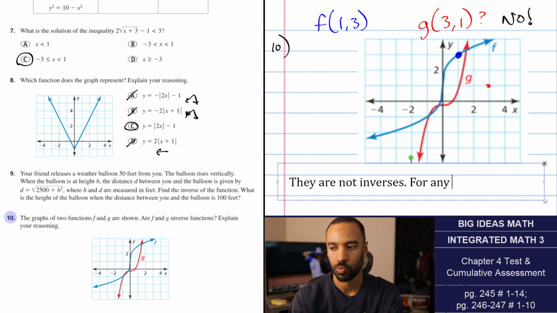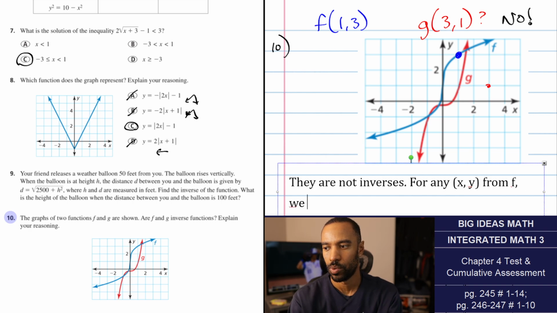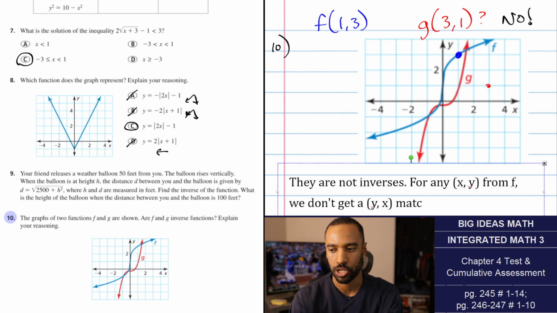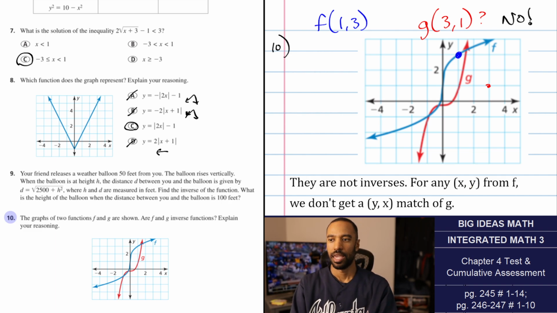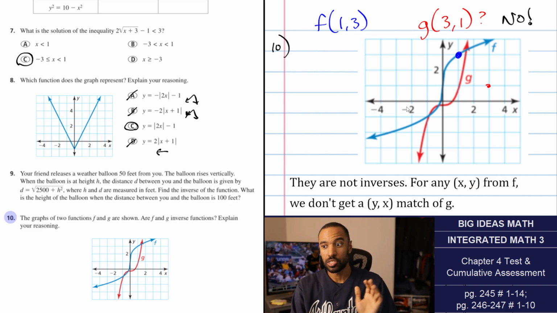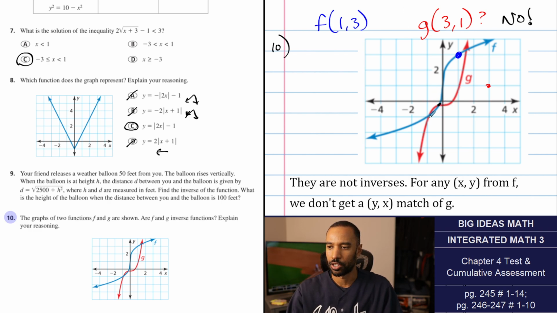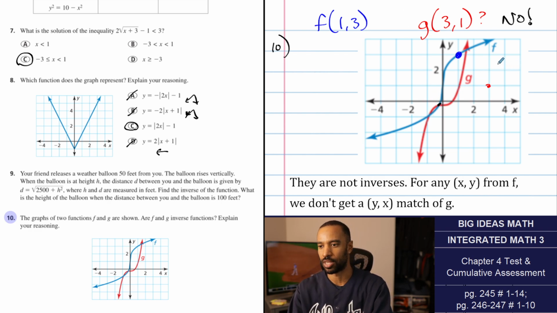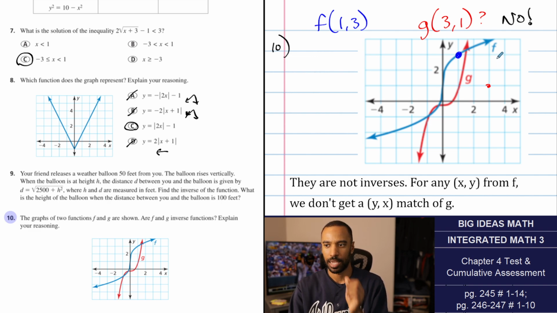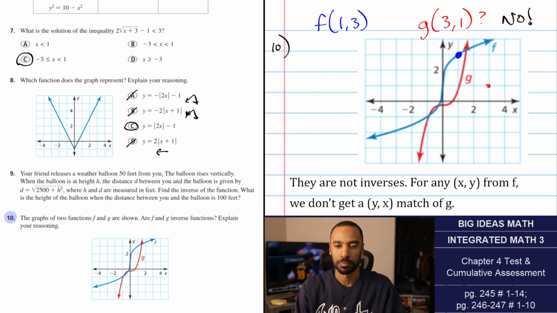For any (x, y) from f, we don't get a (y, x) match of g, basically, is the reasoning behind that. Now, there may be some false positives. Maybe right here they have the exact same (x, y), (y, x), and you flip them right there. And there could be ones even when they intersect right there. But if it's not always, it's not a guarantee. It's not an inverse. That'll be it.